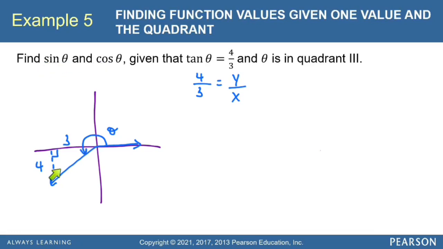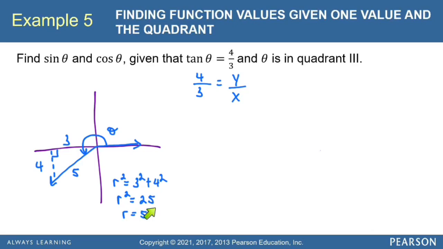So what we'll do now is use the Pythagorean theorem to figure out r. We know that r squared is going to be 3 squared plus 4 squared. We know 3 squared is 9, 4 squared is 16. So 9 plus 16 is going to add up to 25. So r squared is 25, and that means r is 5.